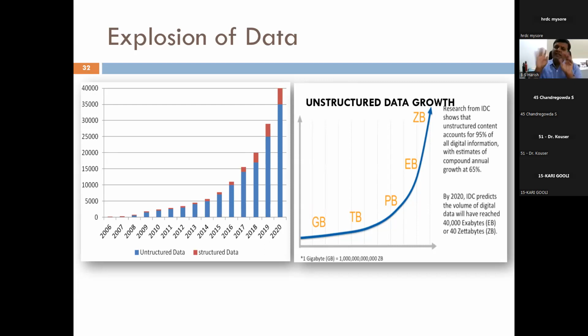That kind of data is called unstructured data. So the challenge lies not only in handling the voluminous data, but also in handling unstructured data. A simple example can be given, especially in your own domains.